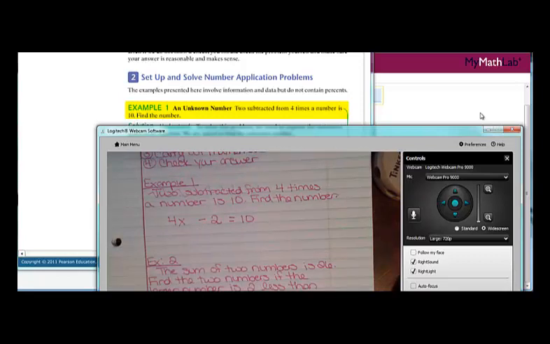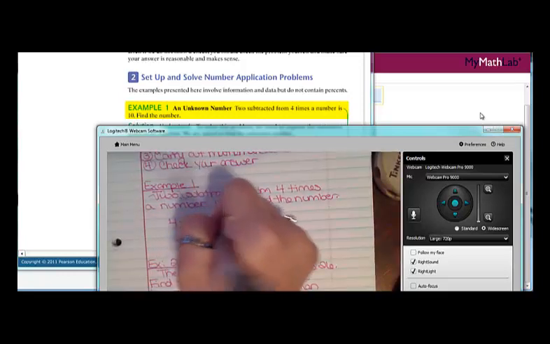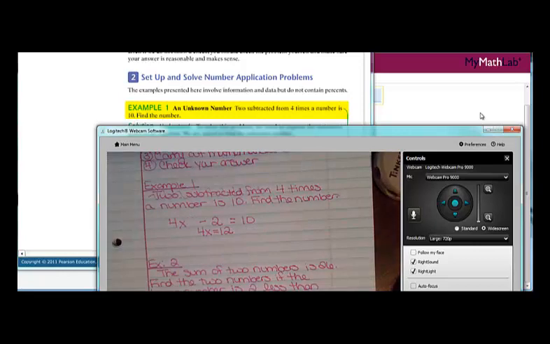And then it says find the number. So we have to solve this equation. So I'm going to add 2 to both sides. And then I'm going to divide by 4.